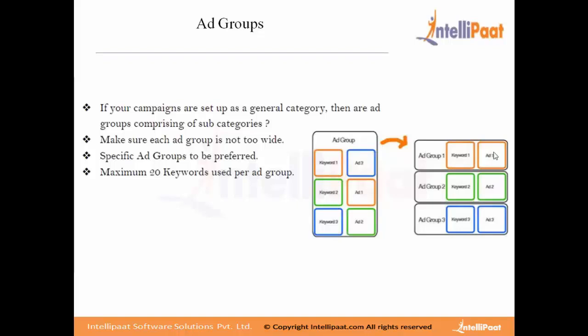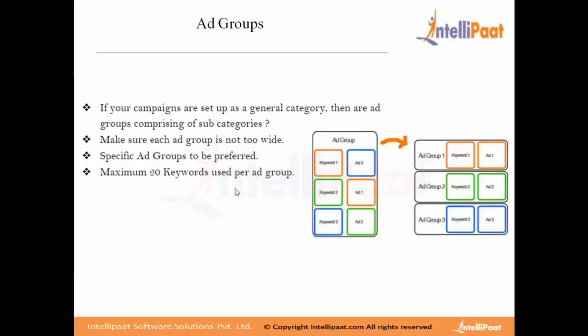What keyword is matched to what particular advertisement and ad copy is something which needs to be checked. It should not be a mismatch. As you can see, keyword 2 matches with ad 2. It shouldn't happen that keyword 3 is linked to ad 2. So the sequence, the overall relevancy part, needs to be looked into.